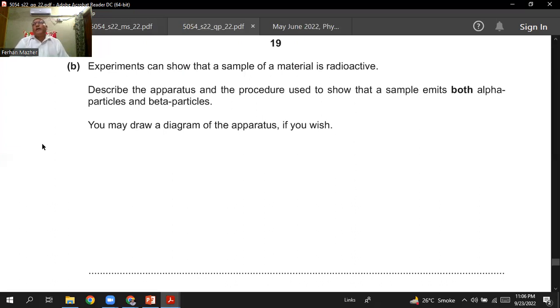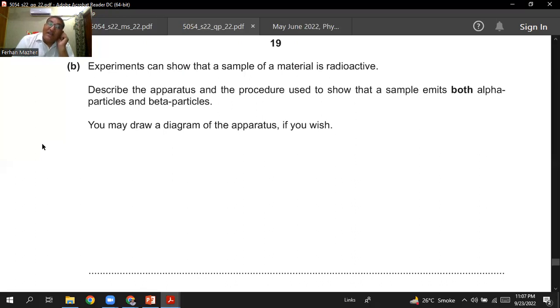Now replace the paper by a sheet of aluminum 5 millimeters thick. When you place the aluminum, the count rate shown on the GM tube will decrease to background. Because some radiation was not stopped by the paper, that means that beta or maybe gamma is also present. But when all the radiation is stopped by the aluminum, it means that it has beta particles, because beta particles cannot penetrate through the aluminum.